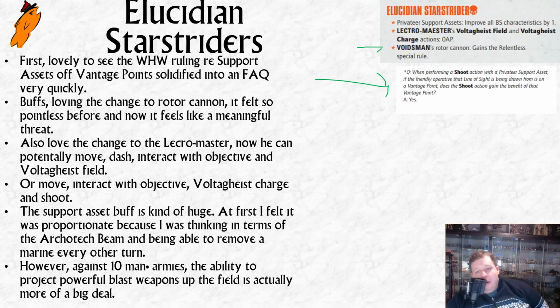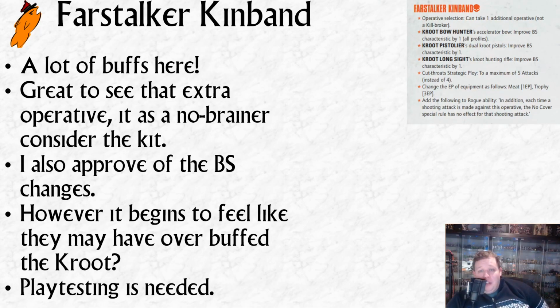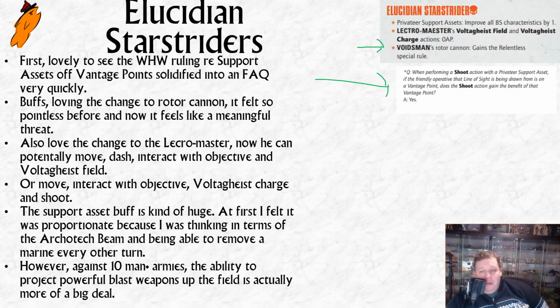So the Voidsman Rotor Cannon has gained Relentless. That's reroll misses. Brilliant, good. I was really partisan for the Rotor Cannon to get a buff because it felt really pointless before and ineffectual, and now it gives you another meaningful kind of piece, another meaningful threat, which is really great, good. Love to see it.